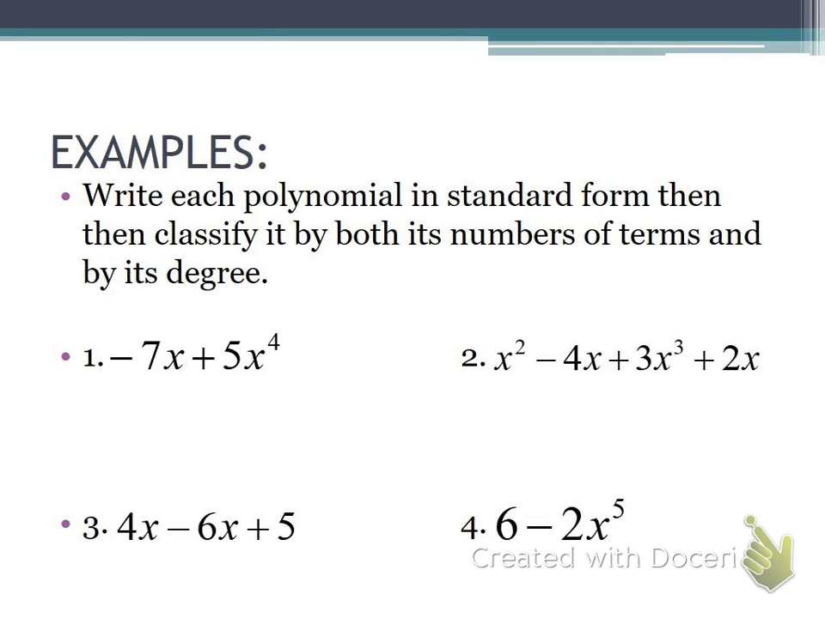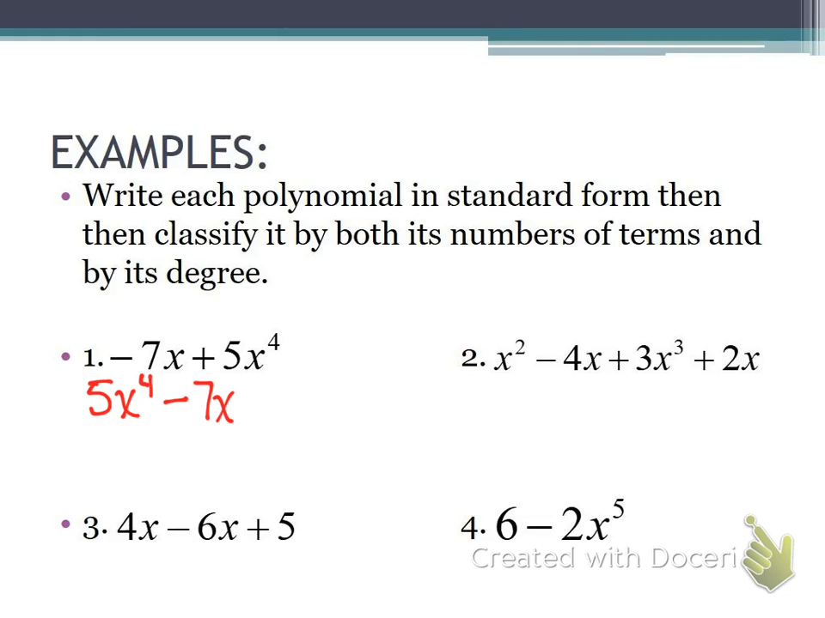Number 1, to put it in standard form, we need the exponents to be in descending order. We've only got 2 terms here, I'll give away that hint right now. So we need to rearrange it so that the 5x to the 4th comes first. Is the 5x to the 4th positive or negative? Positive. So even when we rearrange it, it's going to stay positive. And then the 7x, is that positive or negative? Negative, so it keeps the minus sign with it. So this would be standard form. Questions about standard form?